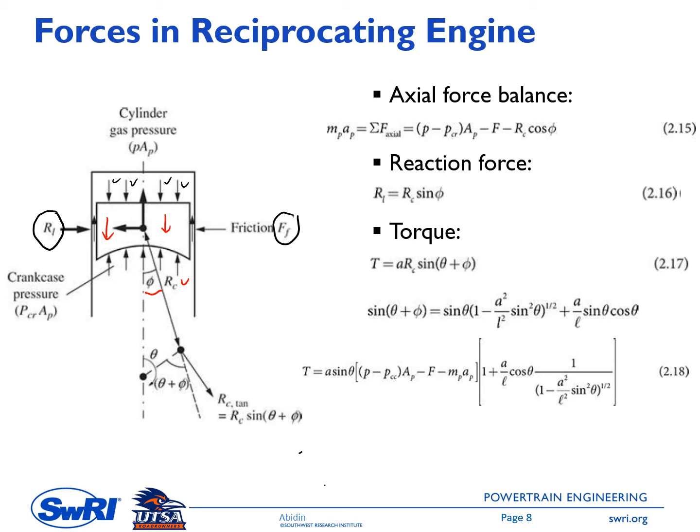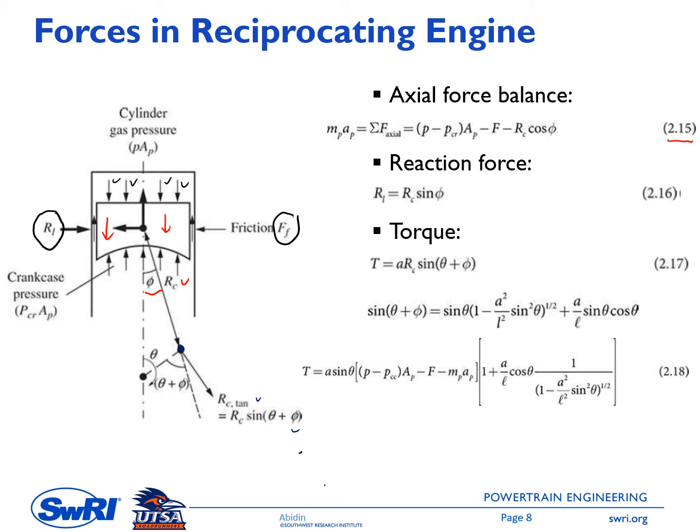Then in the crank mechanism at this point, the force perpendicular to the crank radius here is RC tangent, and this is RC times sine of phi plus theta. Now let's apply an axial force balance. Then we will get equation 2.15.